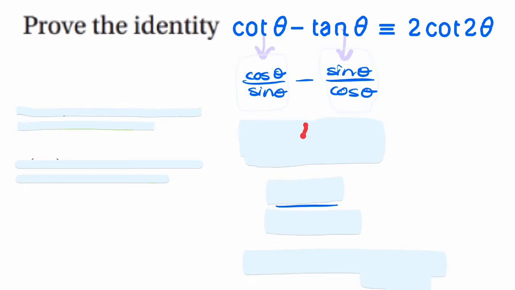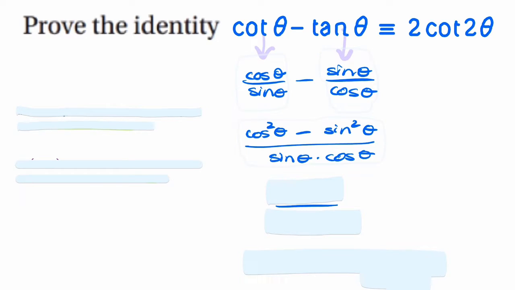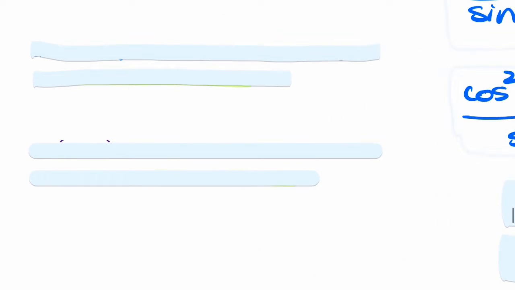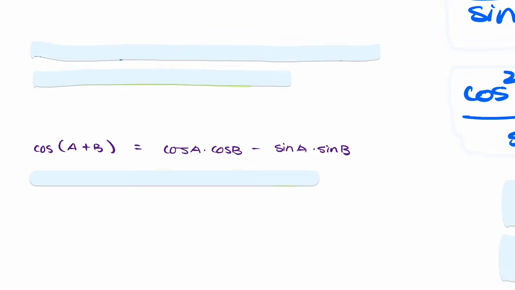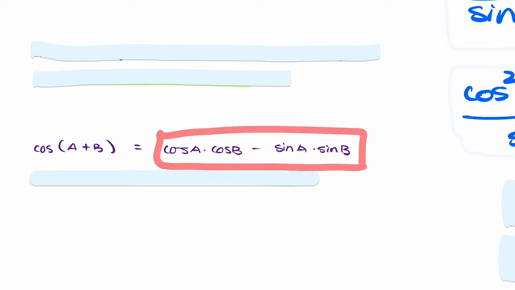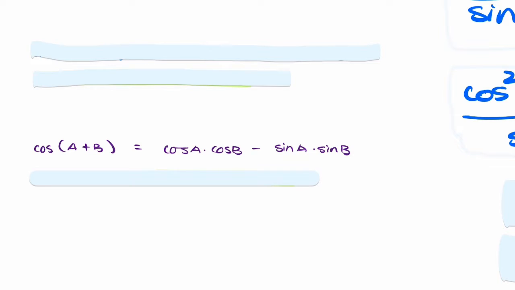Now cosine squared plus sine squared would be equal to 1, but this is minus. So this is actually a double angle formula. And if that doesn't immediately jump out to you, you need to think back about cosine of the sum of two angles. So if you've got cosine A plus B, this identity is given to you in the exam. Cosine A plus B is the cosine of the first multiplied by the cosine of the second minus the sine of the first multiplied by the sine of the second.